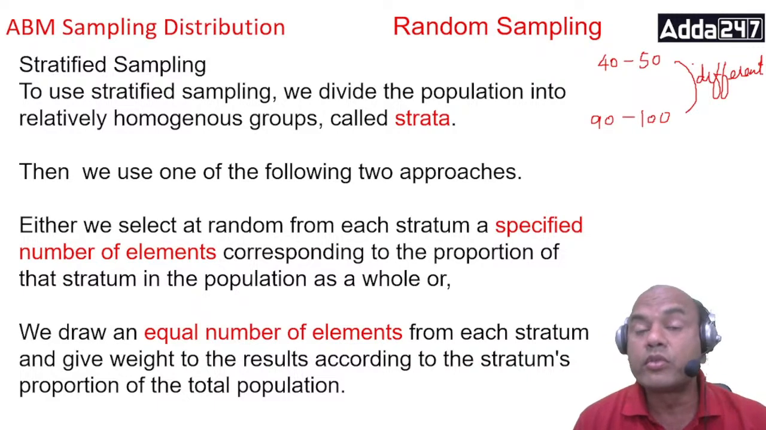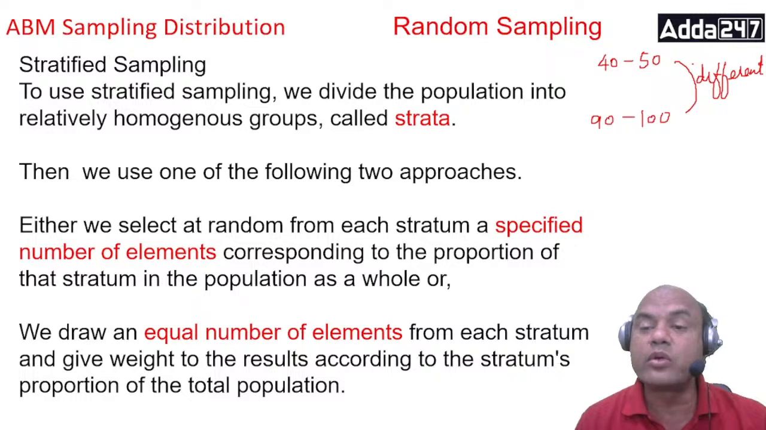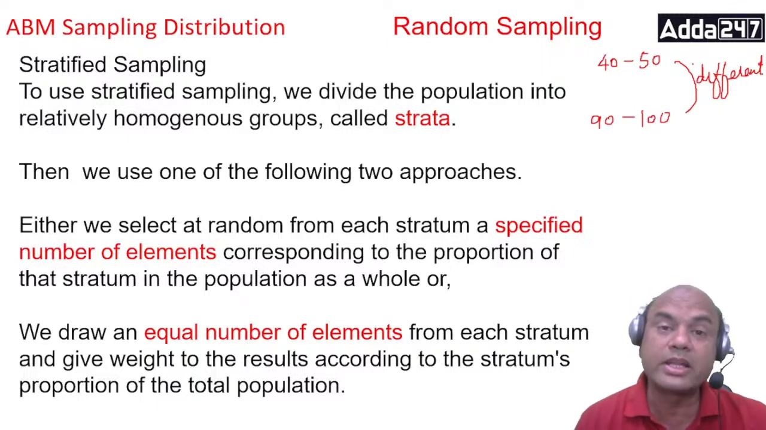That's why come back to the first definition of the sampling distribution, predetermined. Okay, I'll say 90 to 100 I want 5 students, 40 to 50 I want 6 students, 50 to 60 I want 10 students. It will be a determination from my side. That is one way out.